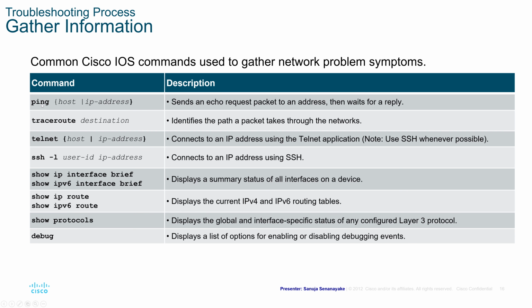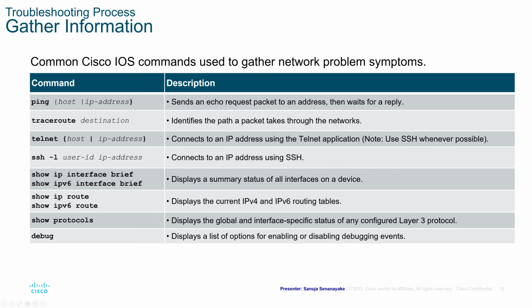So remember ping, that will test the connectivity, and that will give you the echo request. There was an ICMP packet. The traceroute is a really good way to identify the path a packet would take and a hop failure. So if there is a failure in a certain hop, the traceroute command can figure that out. Telnet connects to an IP address using the telnet application. However, it is recommended to use SSH over telnet to connect to devices because telnet is insecure.